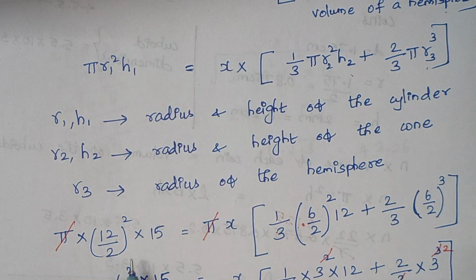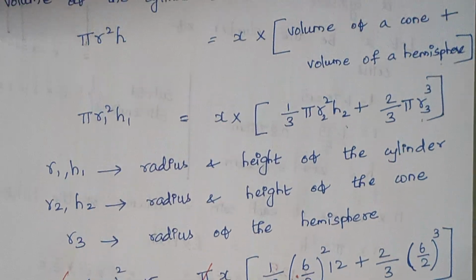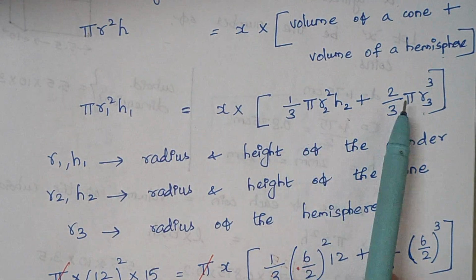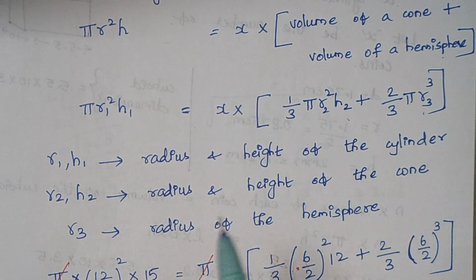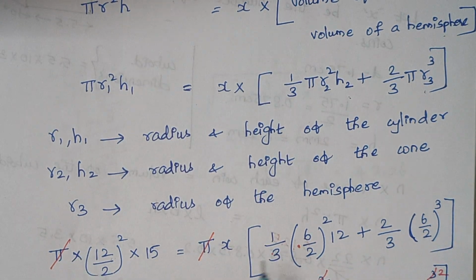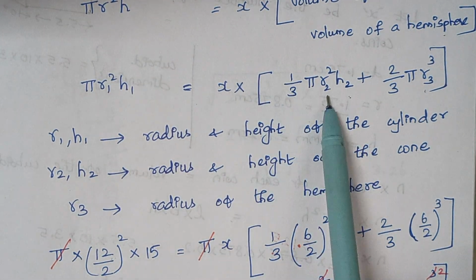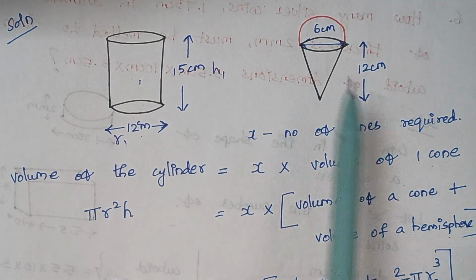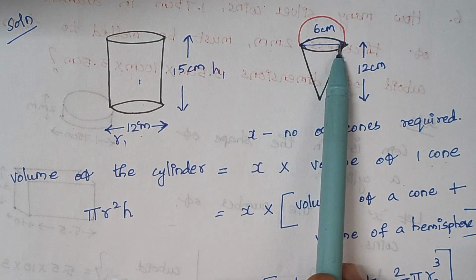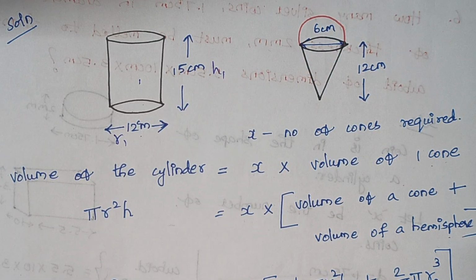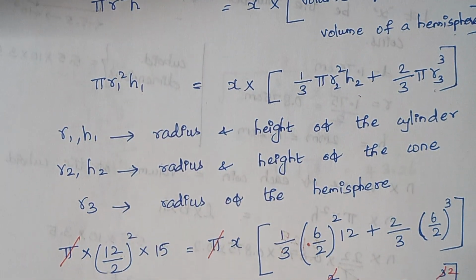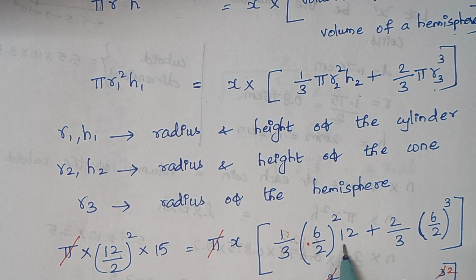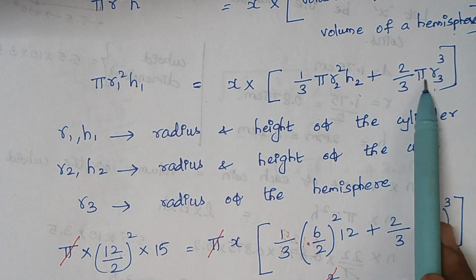So 12 by 2 whole square into H1 is 15, which is equal to, you see here in these two terms pi is common. So take this pi outside. So pi x into 1 by 3. What is the value of R2? Again here the value of the diameter is 6. So radius is 6 by 2. So here you see 6 by 2 whole square and h is 12. Plus again 2 by 3. I had taken this pi outside.